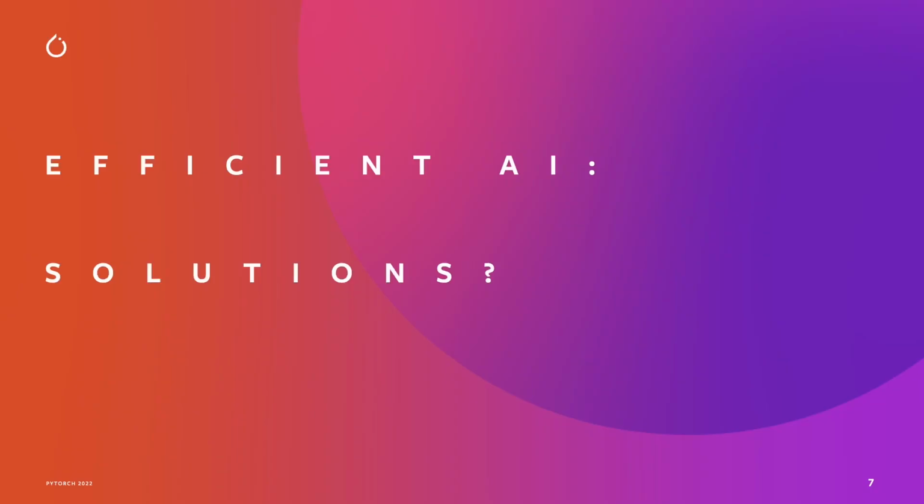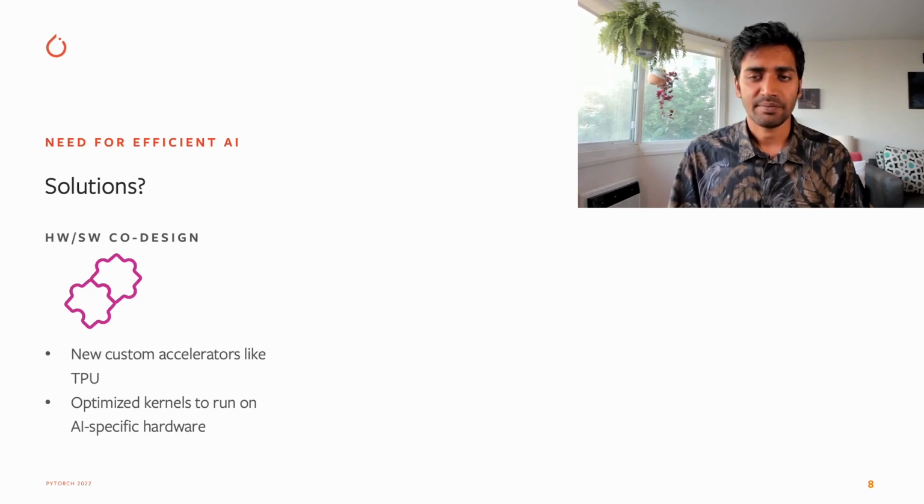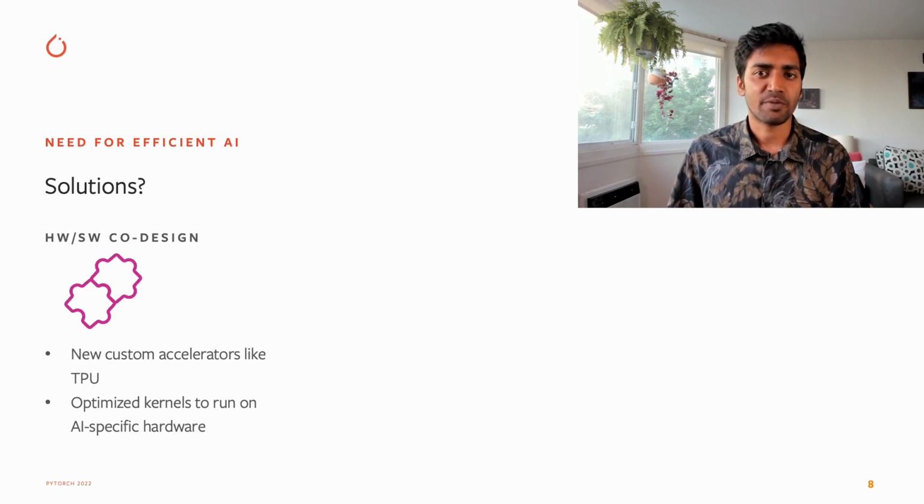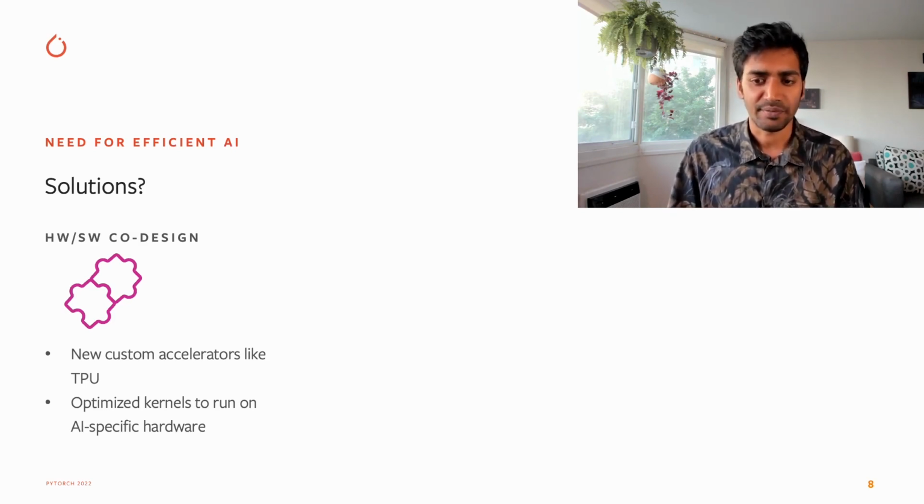Returning to the core problem of efficiency, we do have a few solutions at hand. The first one, simply design AI hardware that can natively run AI software. An example is the tensor processing unit from Google. They designed this chip specifically for optimized matrix multiplications at low precision.